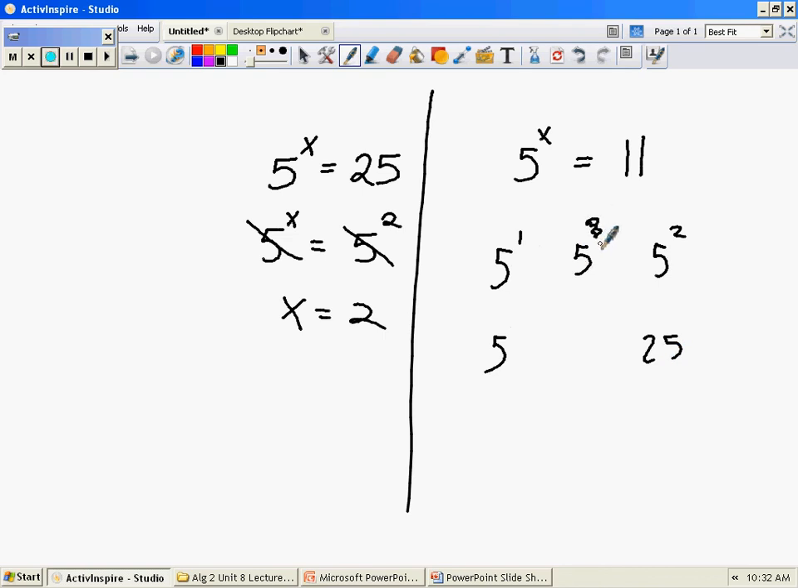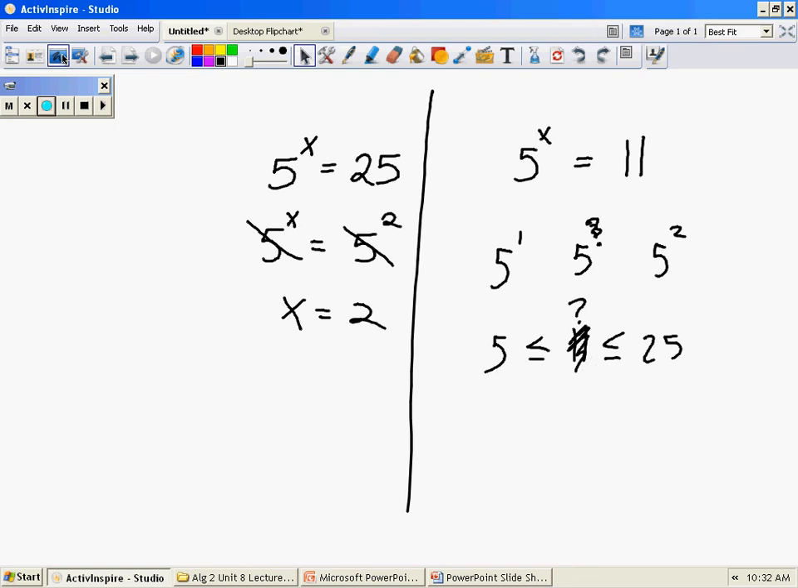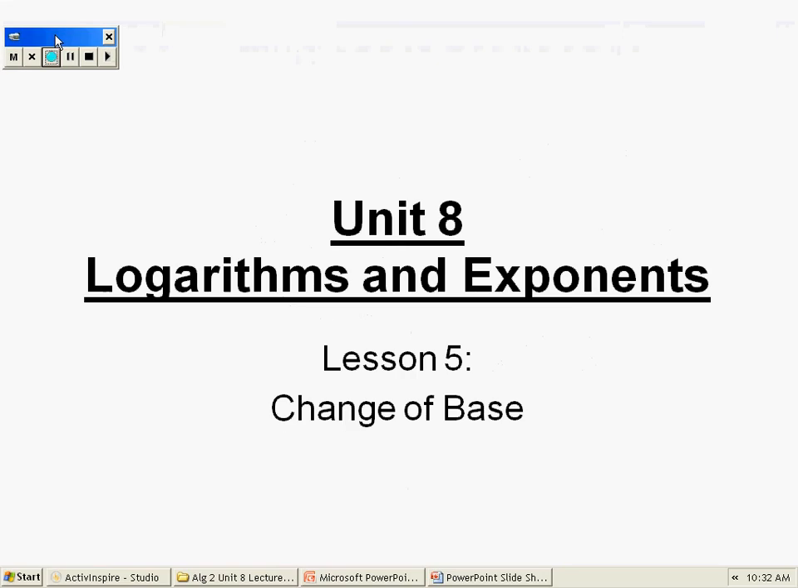So, question mark. I need to know 5 to what power would give me 11, because it's got to be between the 5 and the 25 there. So what goes in the middle there so that 5 to what power would give me 11? It's got to be between my two exponents, 1 and 2, right? So that's what we got to figure out. It's going to be a decimal answer. All right, so let's go ahead and see how we're going to do that.